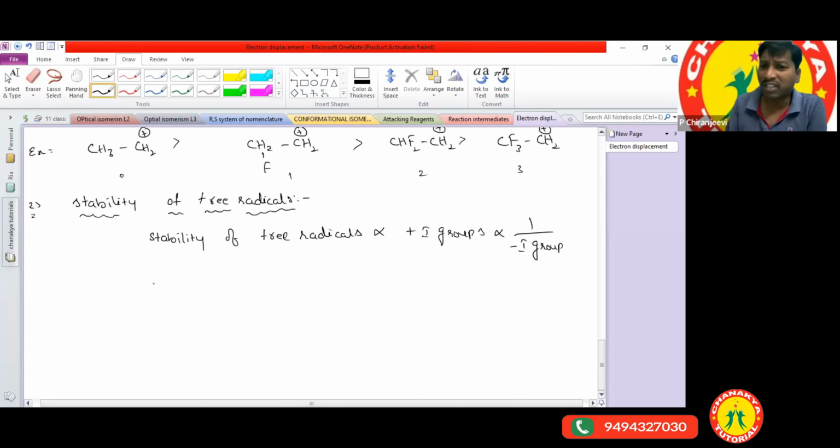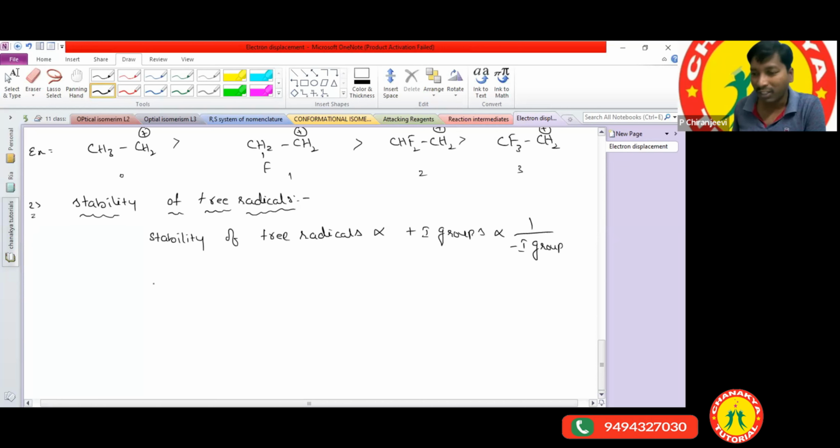Now, we already saw the stability of the carbocations. Stability of the carbocations and stability of the free radicals are similar. The difference is that carbocations means the carbon which contains the positive charge, while free radicals we represent with the dot symbol.